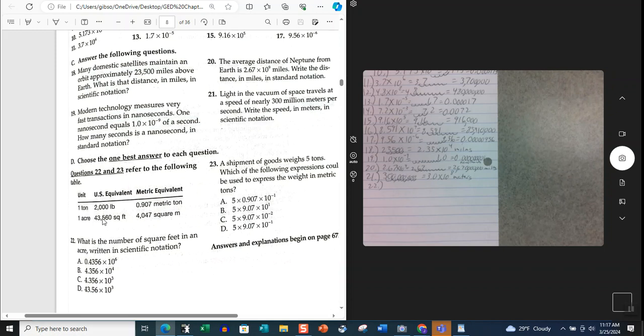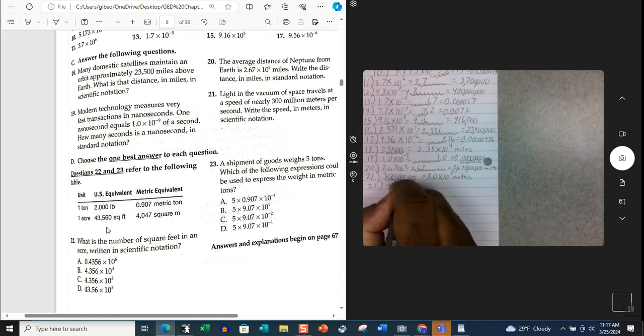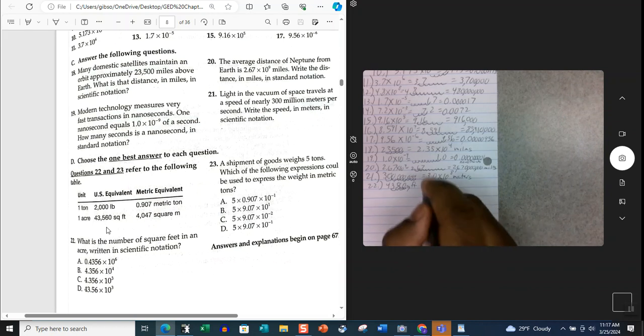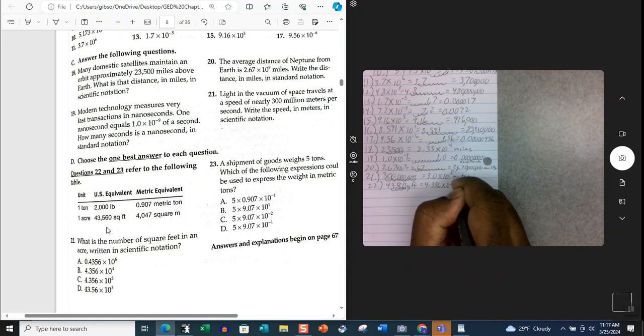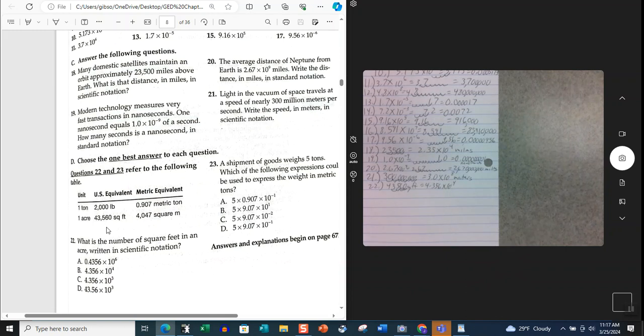So now we look at 1 acre, which is 43,560 square feet. Okay? So we put the decimal here at the end. We go 1, 2, 3. It goes 4 decimal places. So that's 4.356 times 10 to the 4th. Now the one that matches this is B. So B is your answer.